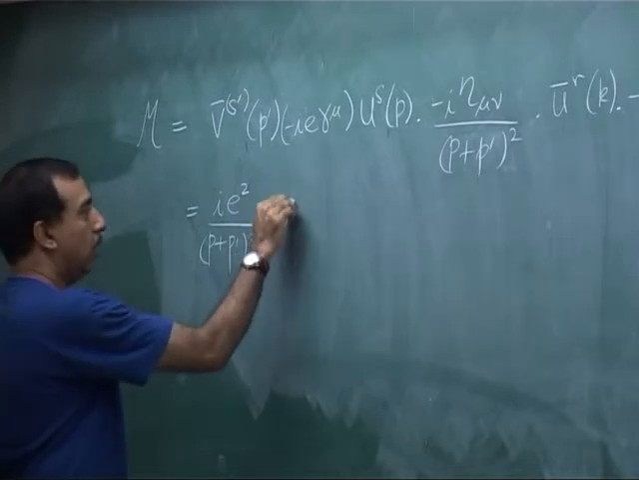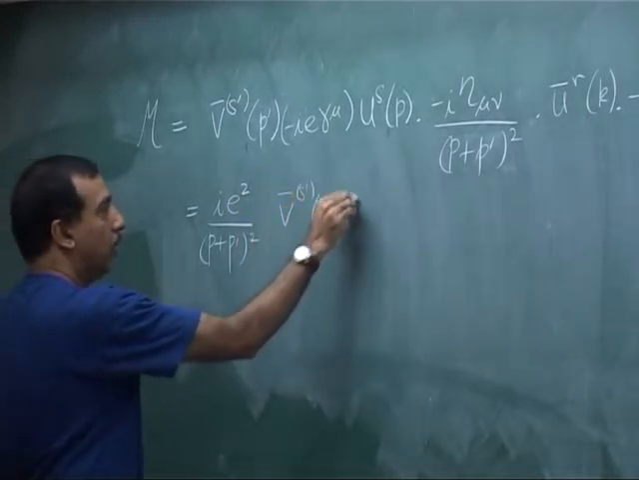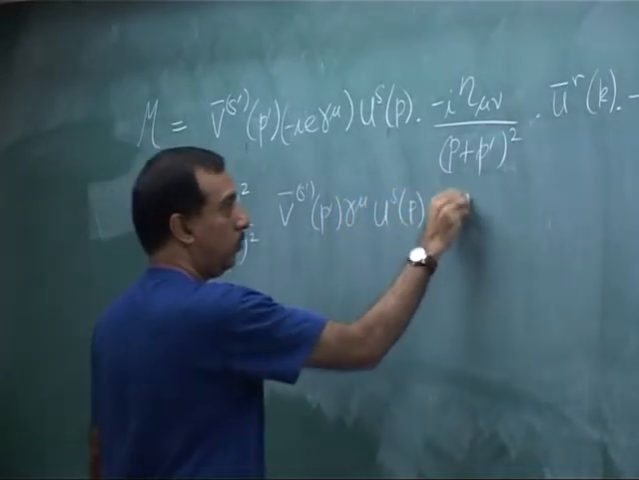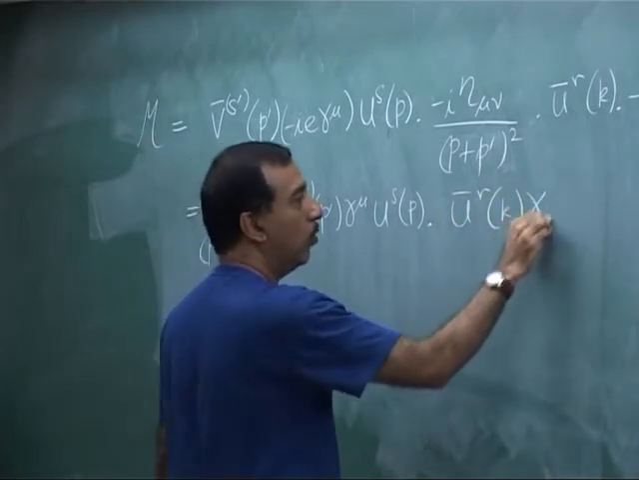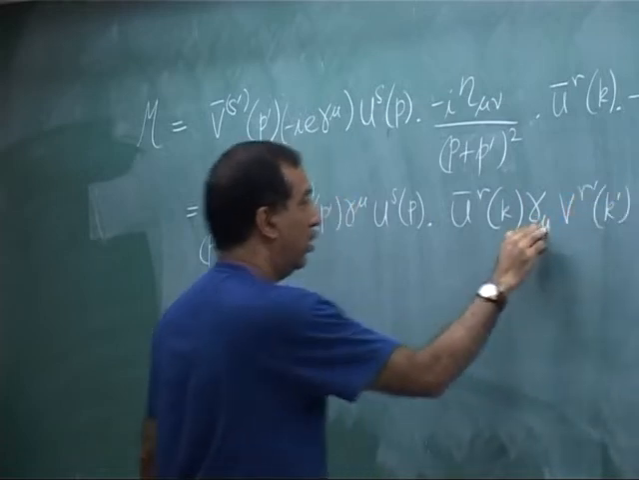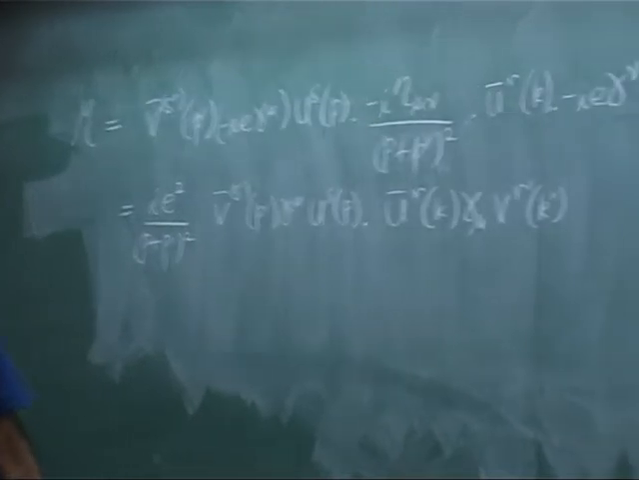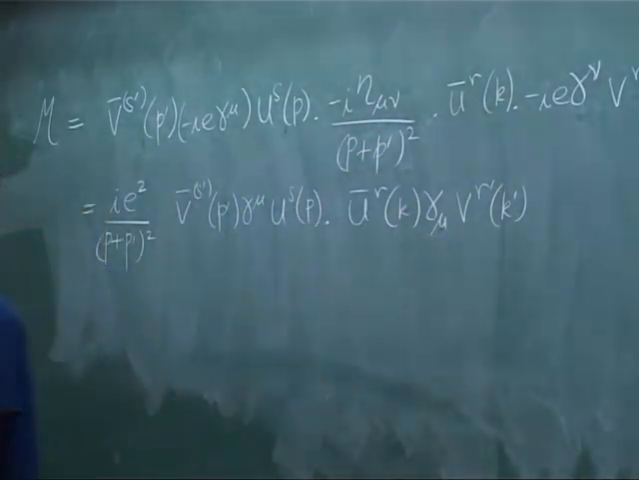And the remaining things are V bar S prime P prime gamma mu U S of P times U bar R of K gamma mu V R prime. These are now contracted by the eta. So eta is gone. Eta was just used to lower this mu to a lower mu index. So it's done. Okay? So that's it.